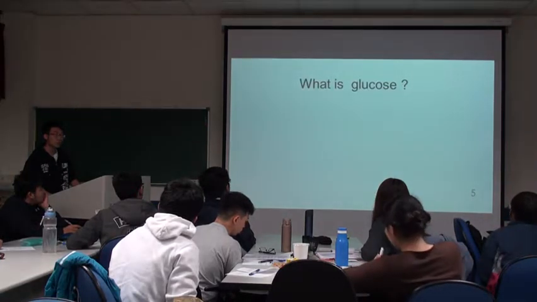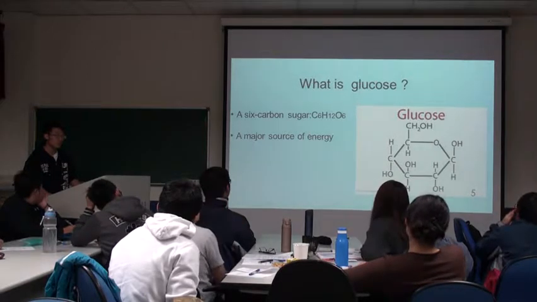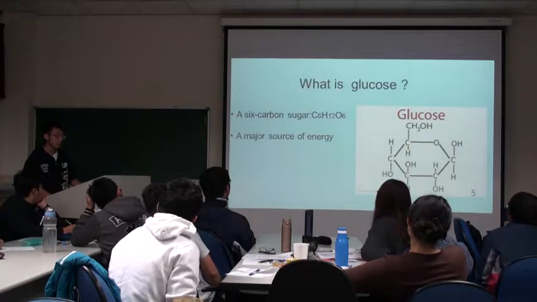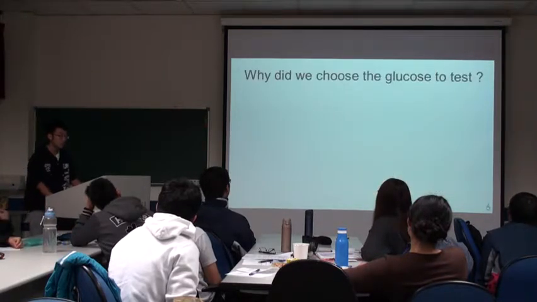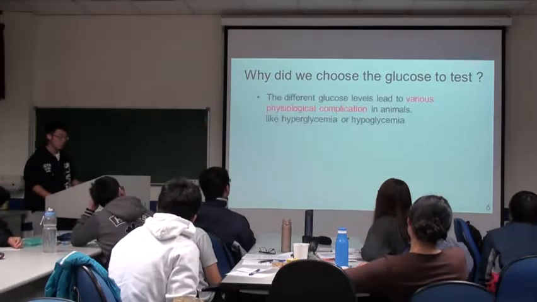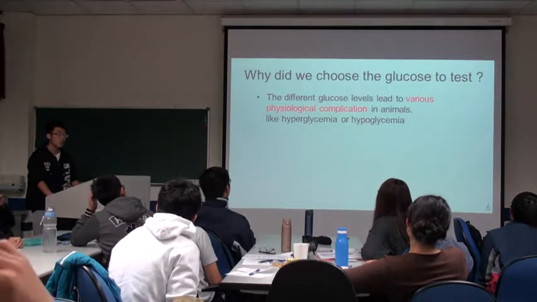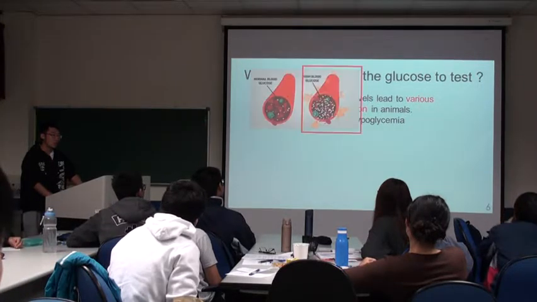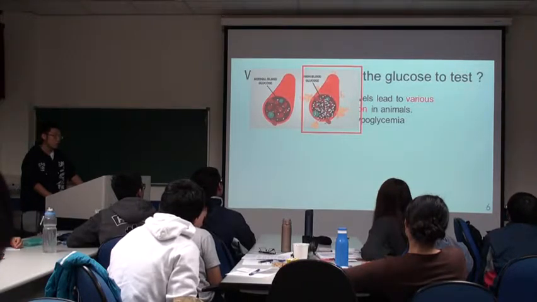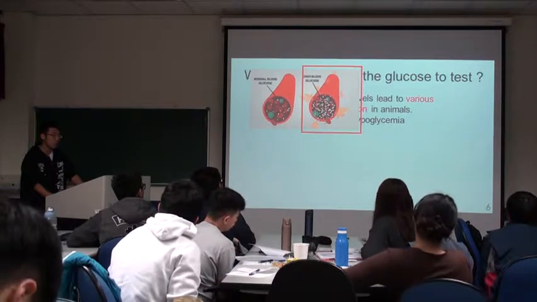And what is glucose? Glucose is a simple sugar that has 6 carbon atoms, and it is also a major source of energy. And why did we choose glucose to test? That's because different glucose levels lead to various physiological complications in animals, like hyperglycemia or hypoglycemia. Hyperglycemia is like in this picture, the situation where we have high blood glucose, and hypoglycemia is the contrast.